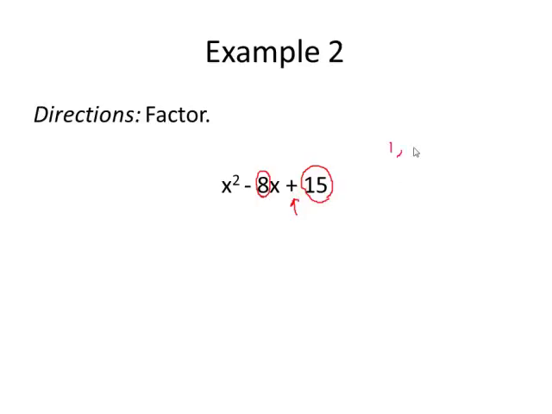So if I list the factors of 15, 1 and 15, those add together to get 16. 2 won't work. So 3 and 5, those add together to get 8. So those are indeed the numbers that I need. Now I look at my signs and I use my sign tricks to be able to tell me where my signs need to go. So remember, the second sign is positive, so that means that both are going to be the same. The first sign is negative, so that means that they're both going to be negative. And then I can fill in my numbers of 3 and 5.